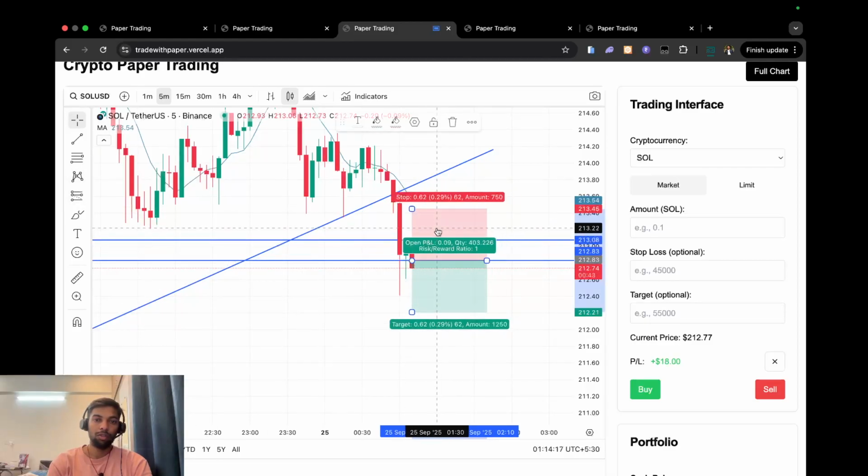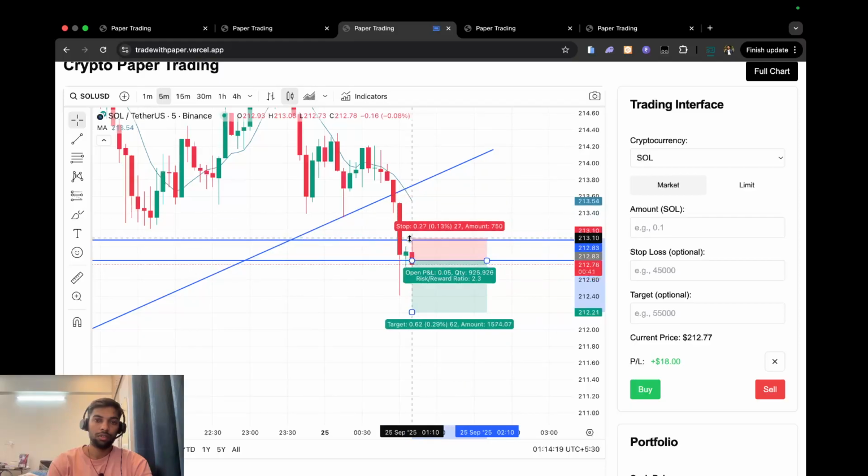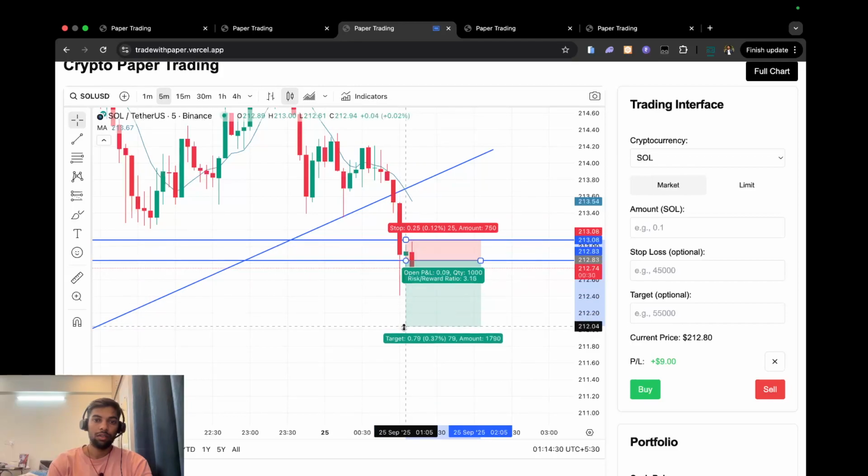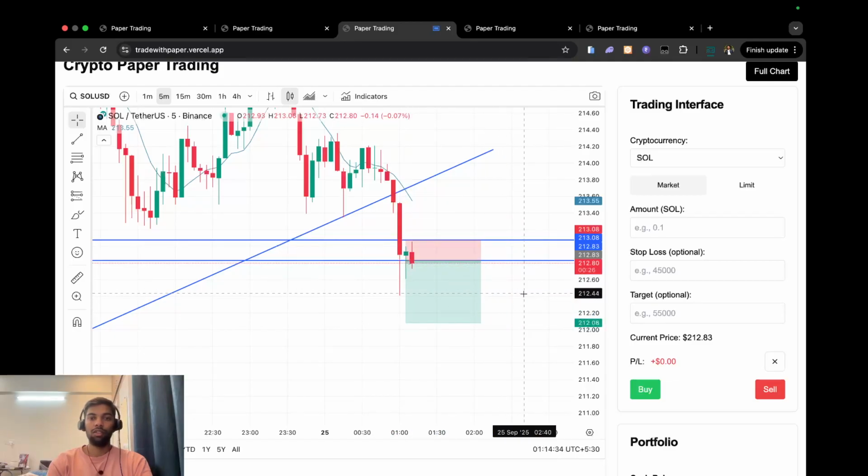We will take the stop loss of something like this. We have a small stop loss, and the target would be like 1:3.